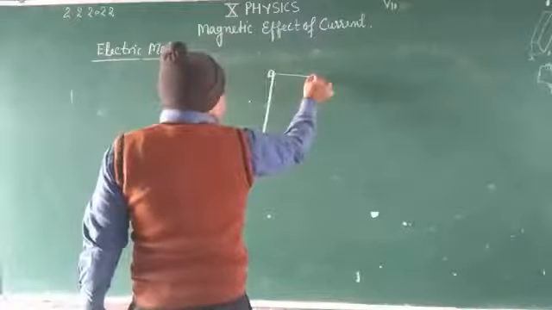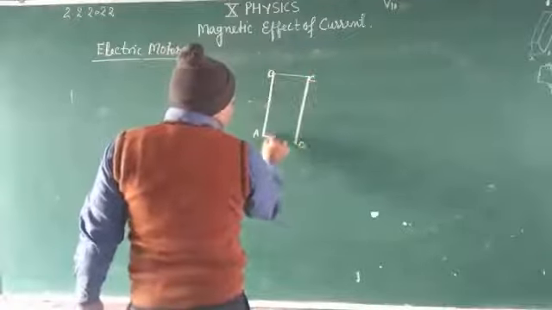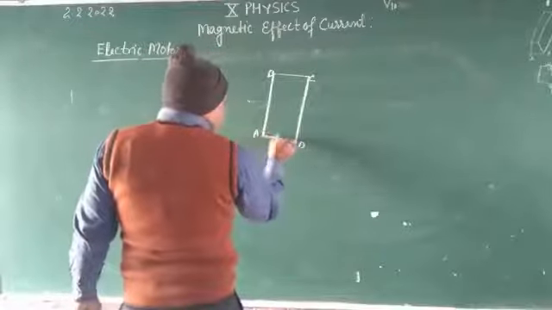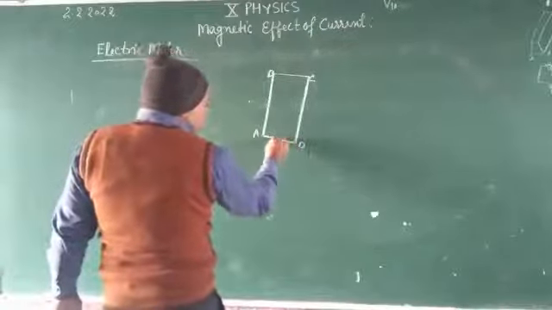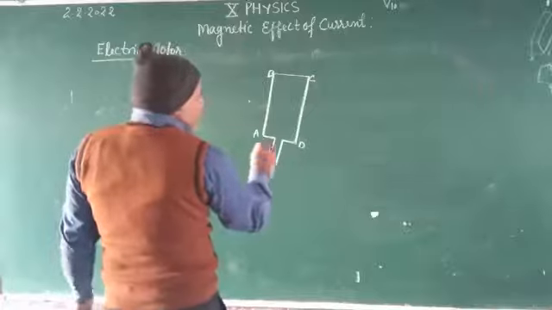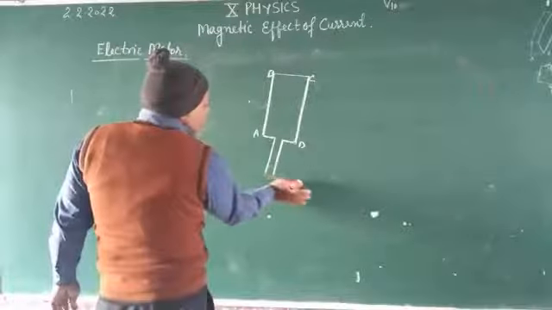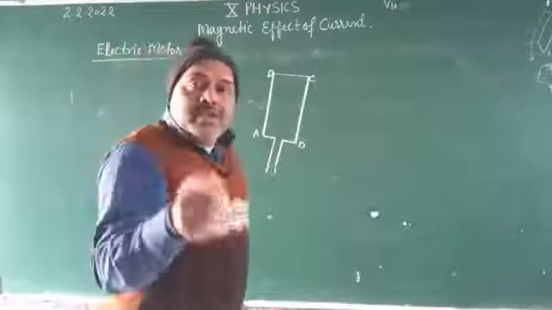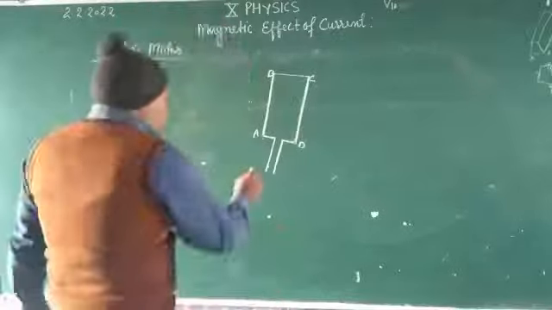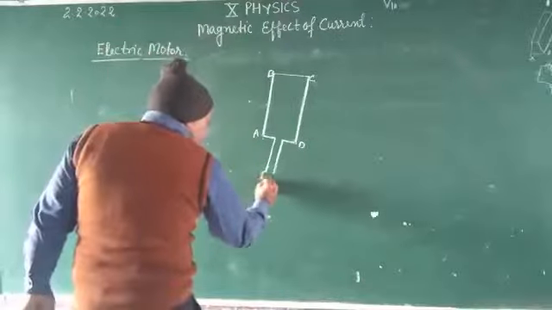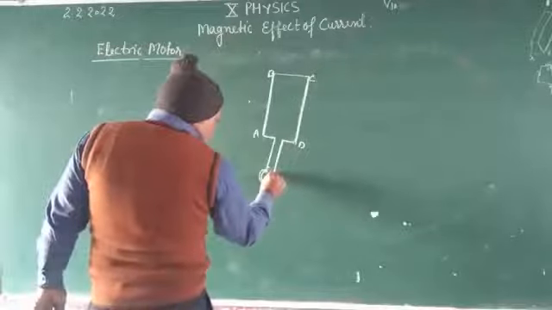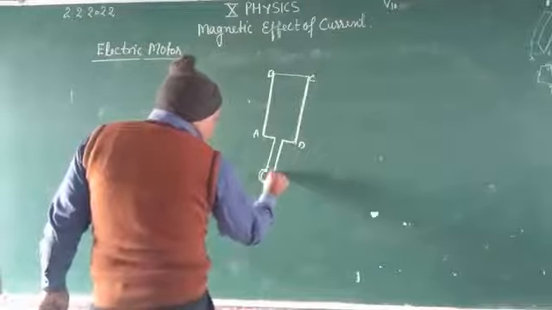A, B, C, D. These are the sides of the rectangular coil. And both ends of this coil connect with the split ring. The split ring is called a semicircular ring or commutator ring. Okay? This is the split ring, which is called a semicircular ring.